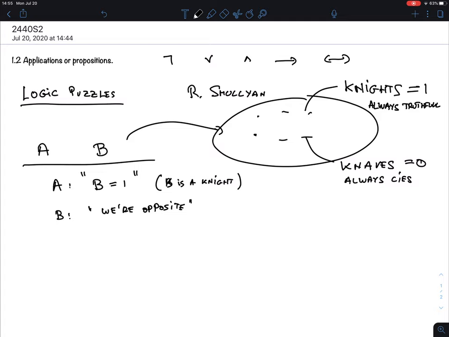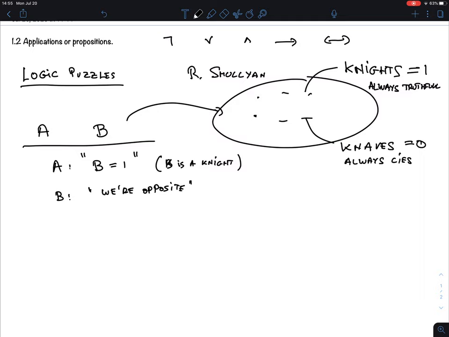Some of these puzzles have only one solution. In other words, there is only one possibility for A and B. Sometimes a puzzle is made so that there are several possibilities. Sometimes a puzzle is made so that it's not possible. And so it is our goal to find out whether there's a solution, or there is no solution, or there are several solutions. Now let's focus on those puzzles that have exactly one solution.